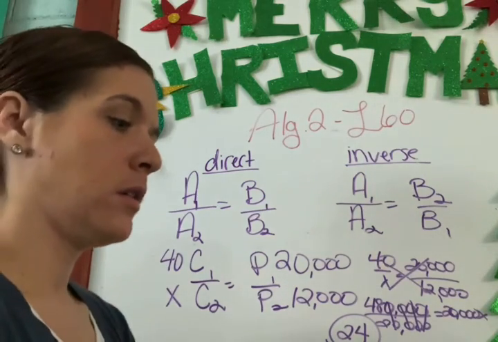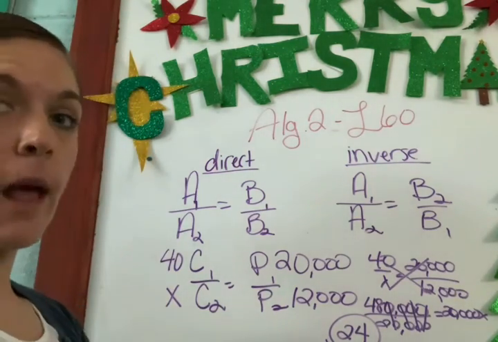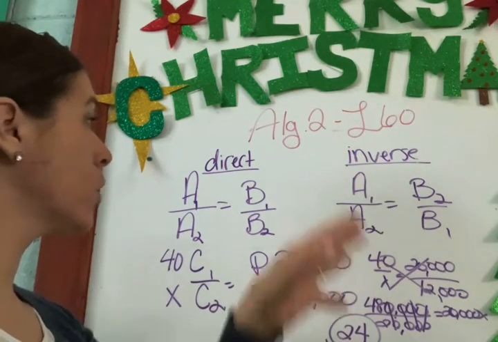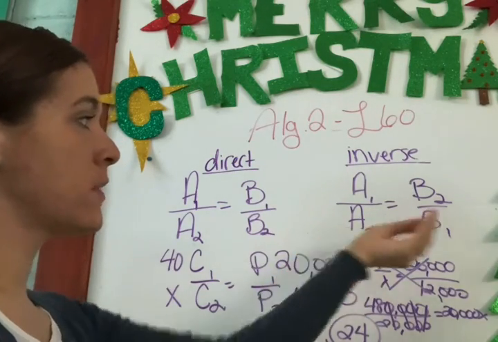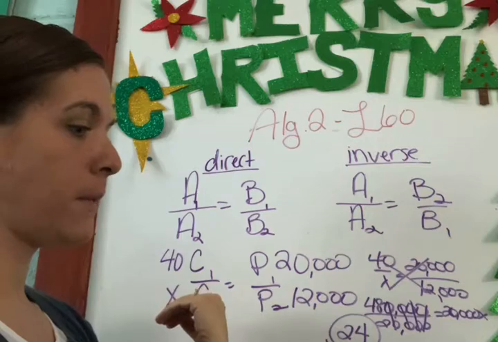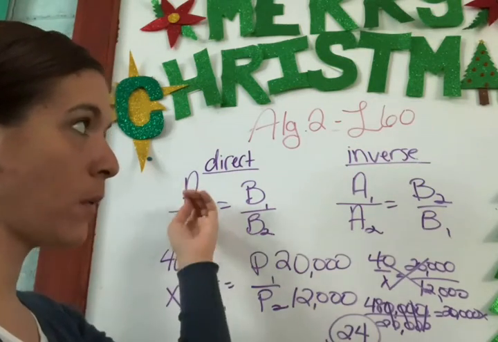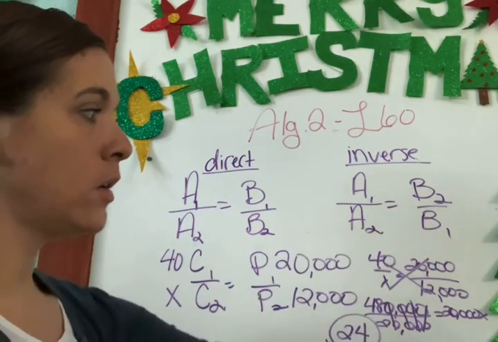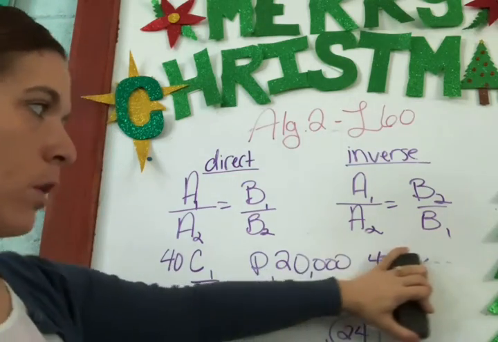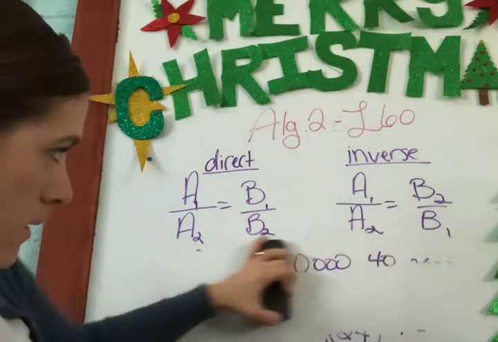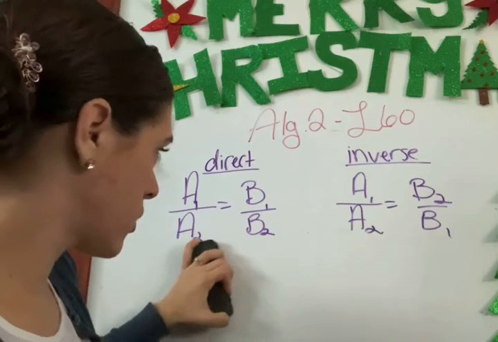So, stop the video, use the equations in the book, or use the proportions set up here. When it says direct, you use that one. When it says inverse, you use that one. So go ahead and try your practice, and we'll come back and check the answers.